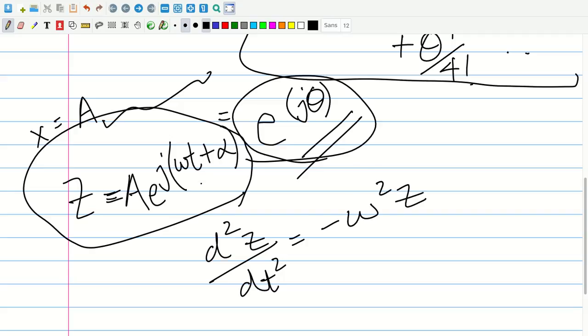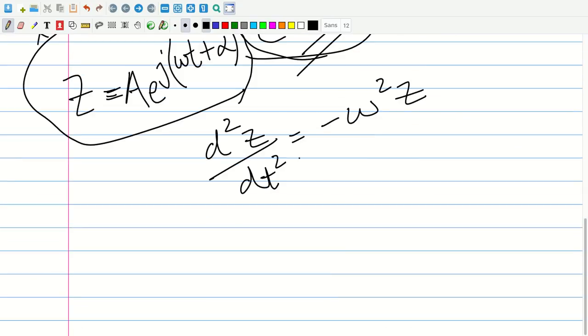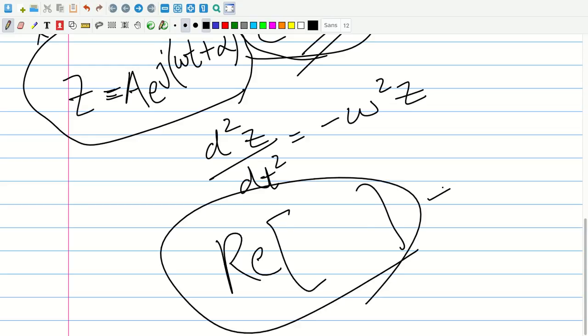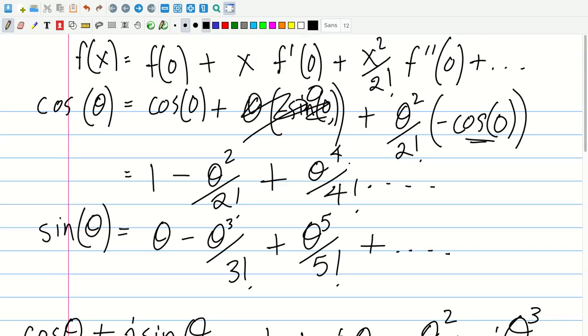Now, we've introduced two coordinates in x and y, but we only care about the real component. So in the end, whatever result you get, you just take the real component of whatever you have, and that's all that matters, because it's one-dimensional simple harmonic motion. And so that's an intro into periodic motions.